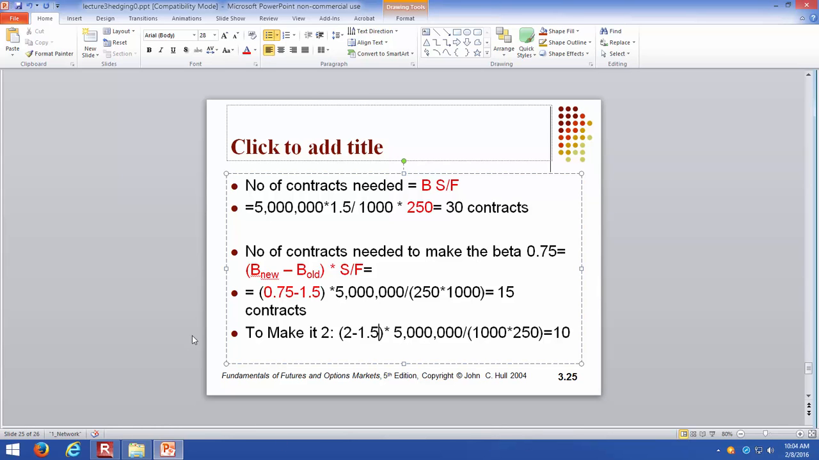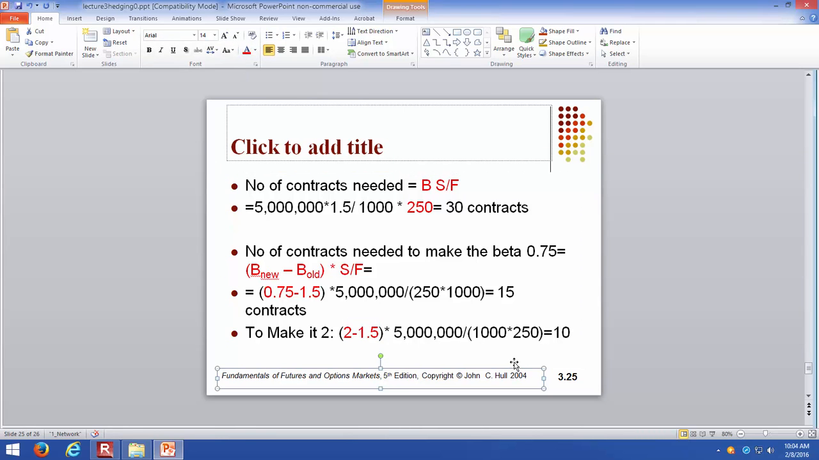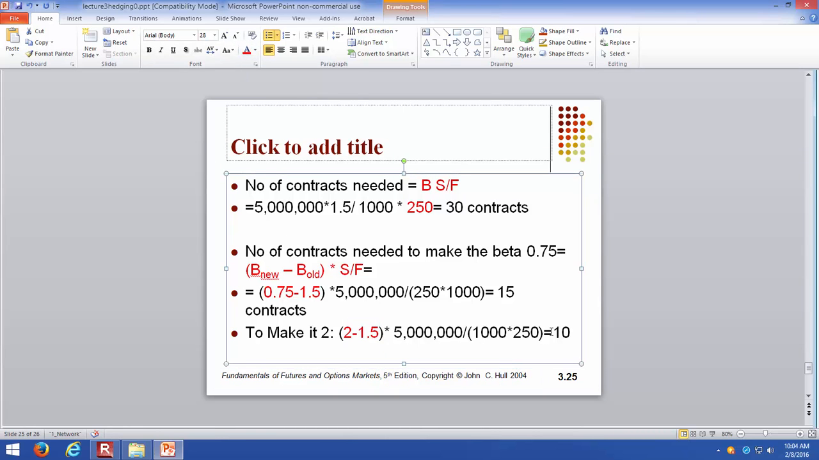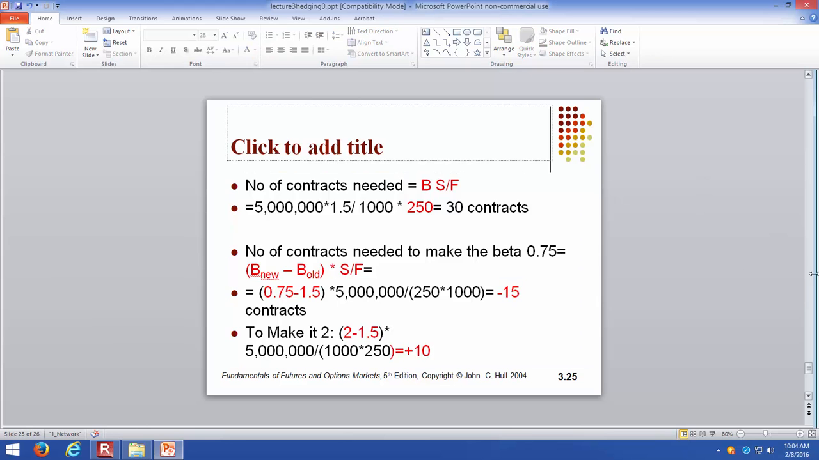Now suppose you want to make it go to 2. Then what we see here is that your current beta is 1.5. You want to make it go all the way to 2, times 5 million divided by 1,000 times 250. So what we find here is that you want to buy 10 contracts. So the opposite sign is there, and the number of contracts needed is going to be 10, which is a positive sign. Here it's going to be minus 15. Okay, and at the top again it's going to be a minus 30, although there is no sign given if you use that formula. Okay.